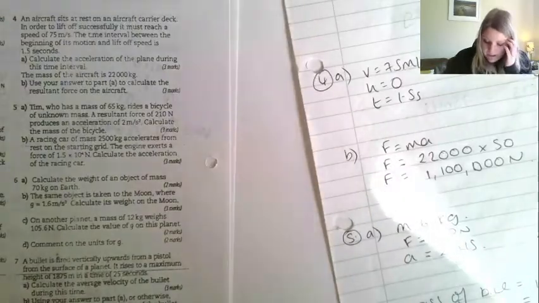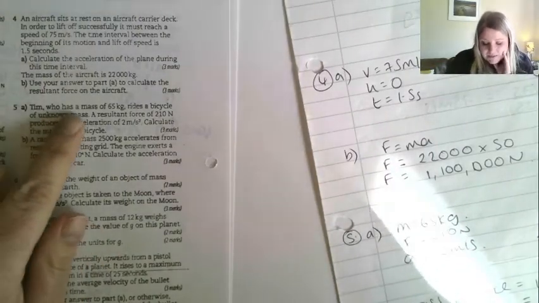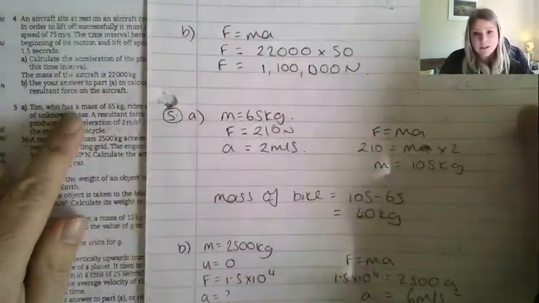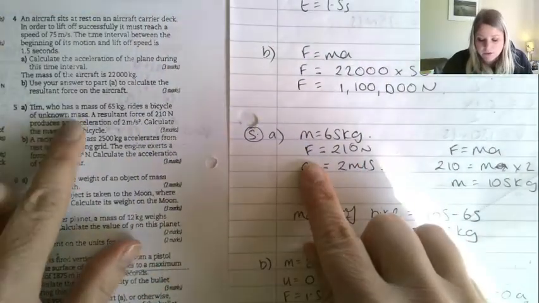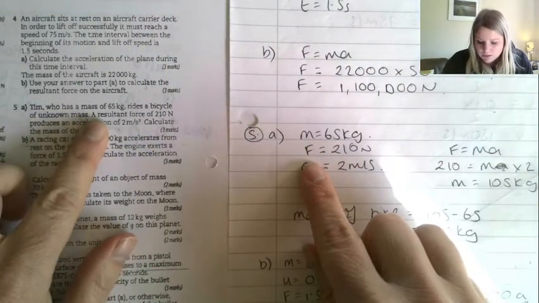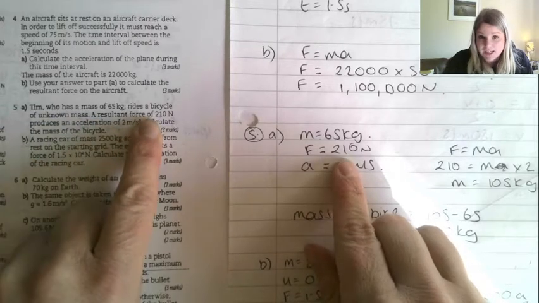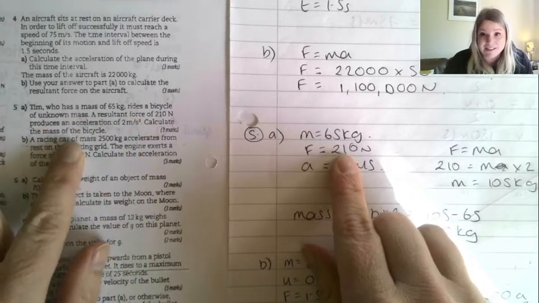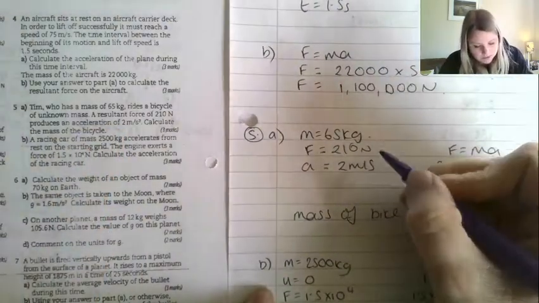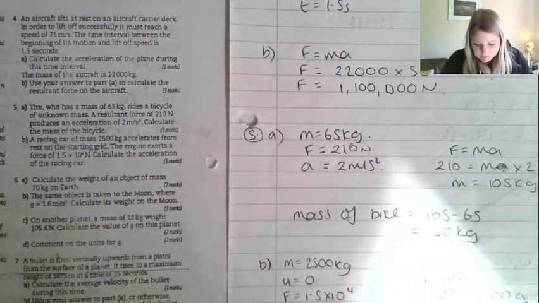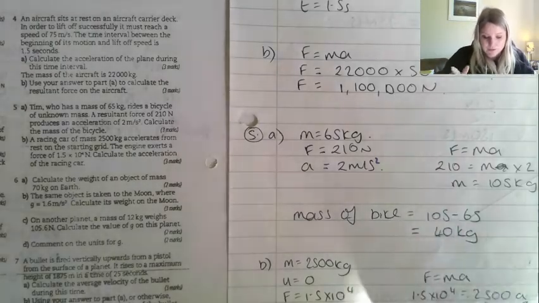Okay, question 5. Tim, who has a mass of 65 kilograms, and look, I've been making my list as I've been reading this, rides a bicycle of unknown mass. The resultant force of 210 newtons produces an acceleration of 2 meters per second squared. Calculate the mass of the bicycle.